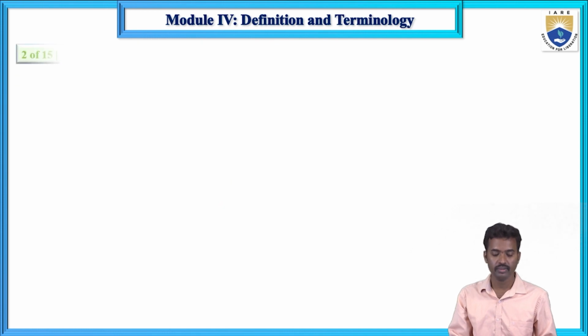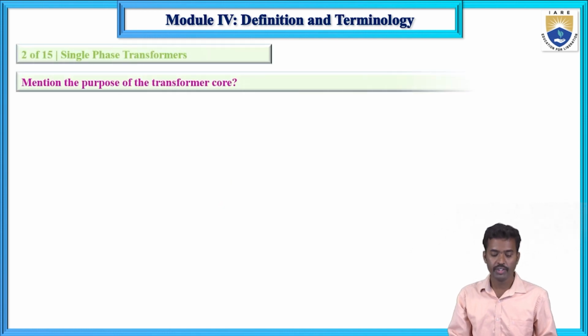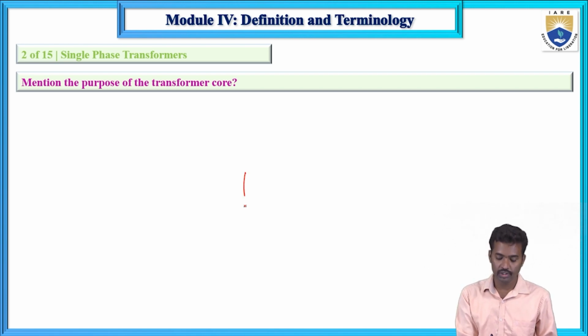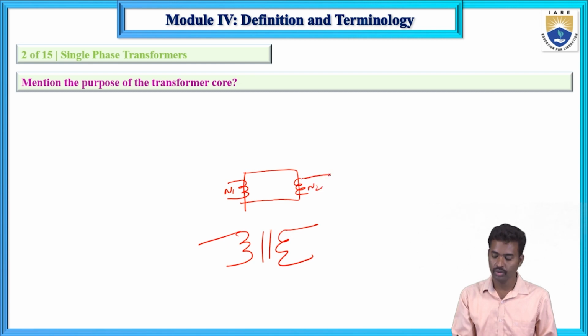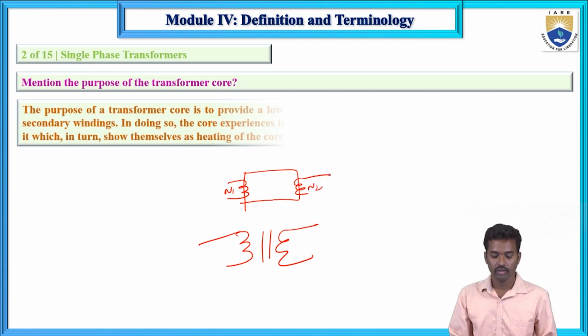And second question, mention the purpose of transformer core. Here, this is the transformer core, and the main purpose is to carry two windings. This is the symbol: primary winding and secondary winding, N1 and N2. Now, what are the functions?